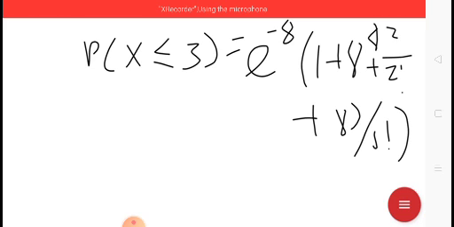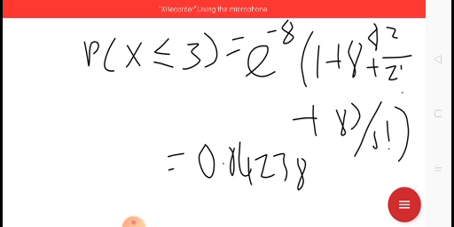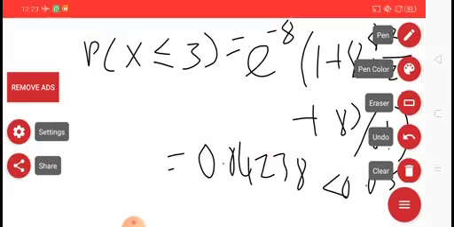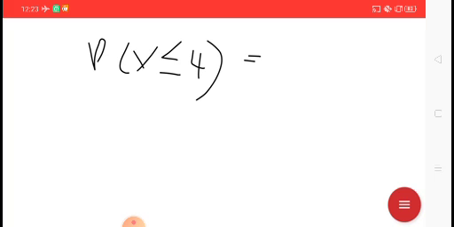Okay, so by calculating and simplifying this, you may get 0.04238. Okay, so this is still smaller than 0.05. So this is still in the critical region. Okay, so we need to determine the last value that's still in the critical region. So now we proceed to the next one. Now we try P(X) smaller than or equal to 4.